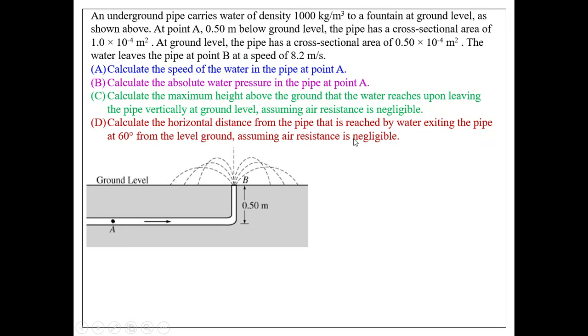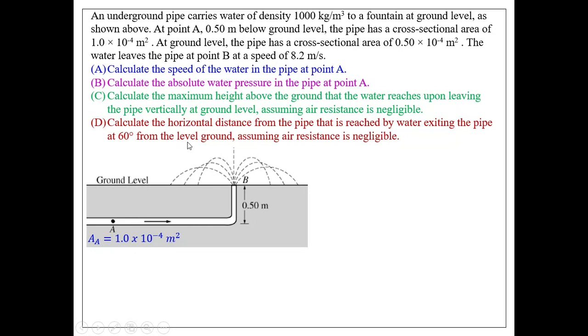All right, so if you need to, pause the video and read A, B, C, and D to yourself. Otherwise, I'm going to get cracking. Let's go ahead and list out what we know. Here, instead of using 1 and 2, they call it A and B. So the cross-section area at point A is given as 1.0 times 10 to the negative 4 m squared.